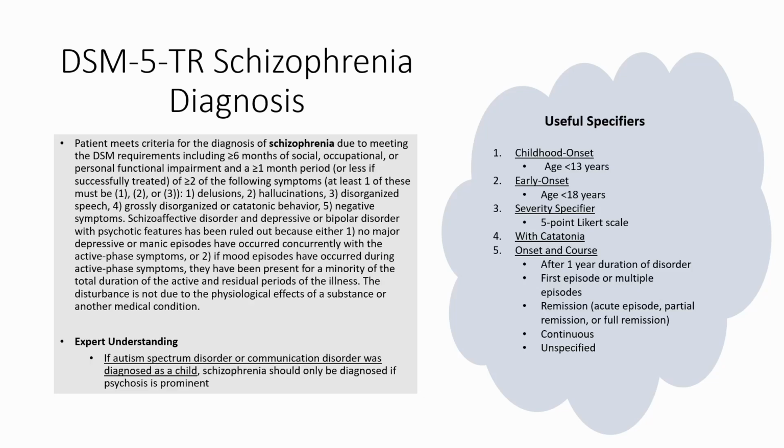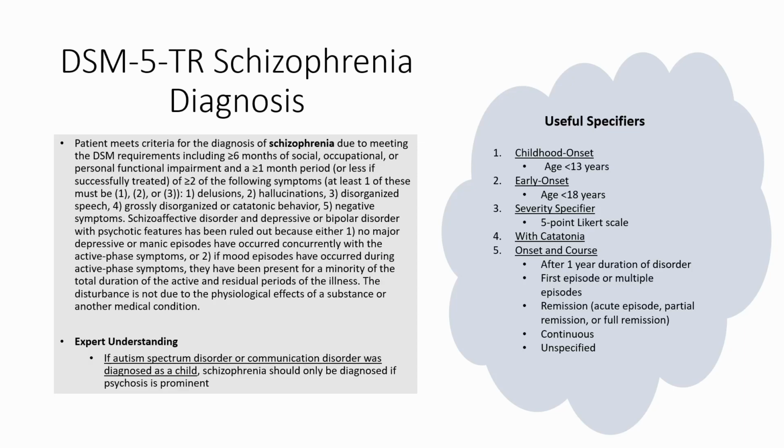Useful specifiers include childhood onset, which means the patient meets criteria under the age of 13, and early onset, which means the patient meets criteria prior to age 18. We can also specify severity. Each symptom is rated on a 5-point scale, ranging from 0 to 4, with 0 meaning the symptom is not present and 4 meaning the symptom is severe. The with catatonia specifier means the patient also meets criteria for catatonia.